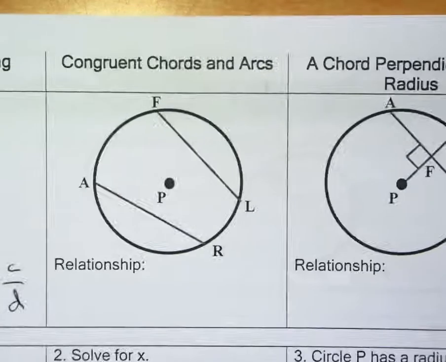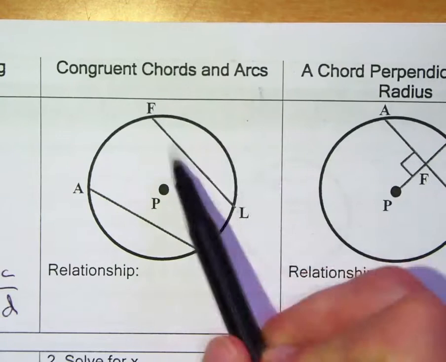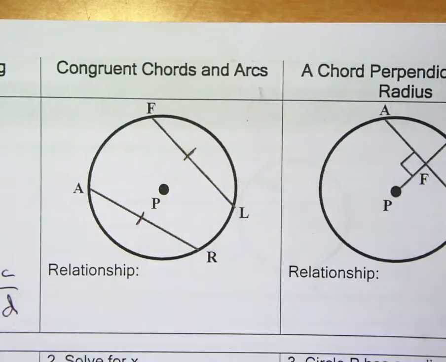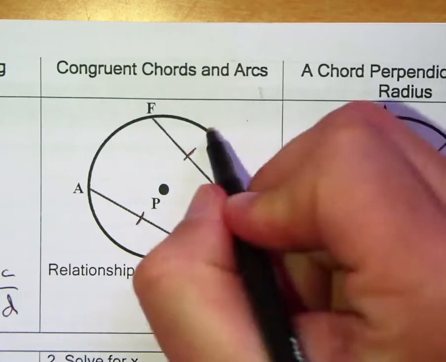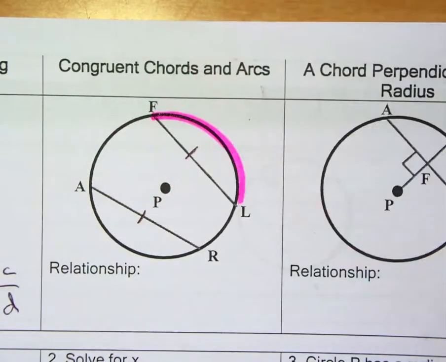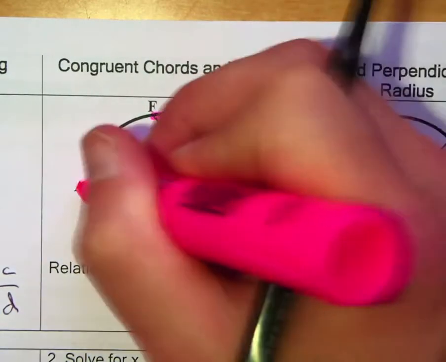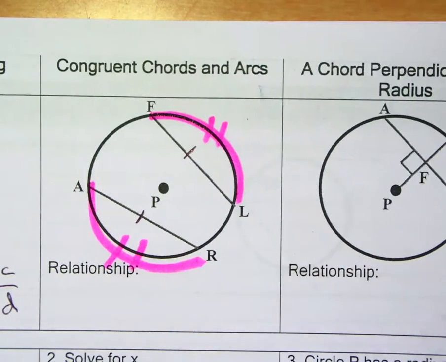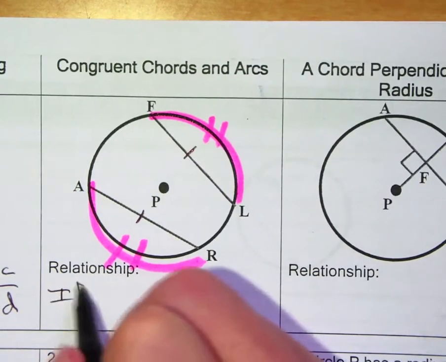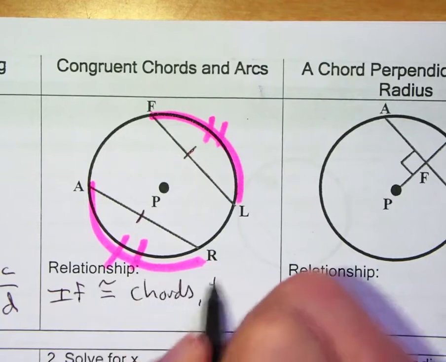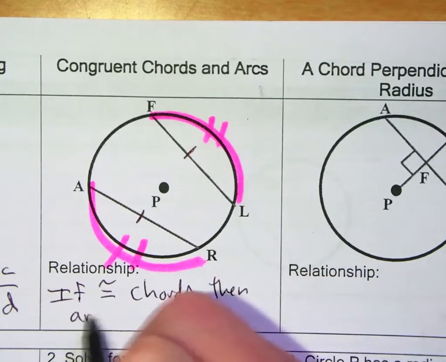Here are two other quick relationships. When you have congruent chords, so for example, if this chord is congruent to this chord, then you know that this arc right here is congruent to this arc right here, that are intercepted, so to speak, or walled off by the congruent chords. So if we have congruent chords, then the arcs are congruent.